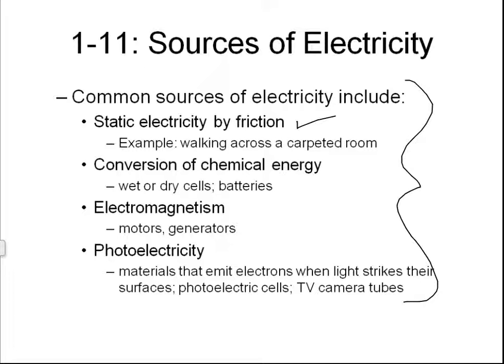Conversion of chemical energy, your wet cells, your batteries. Electromagnetism, motors and generators. Your alternator in your car, great source of electromagnet produced electricity. And photoelectricity, using photoelectric cells or photovoltaic cells, we use light to create energy for electricity.